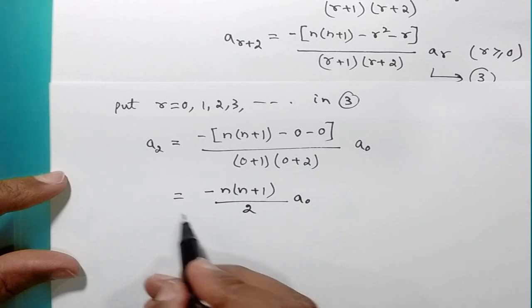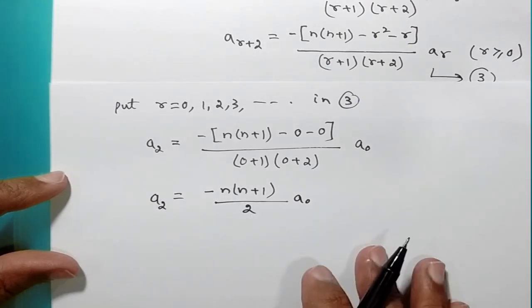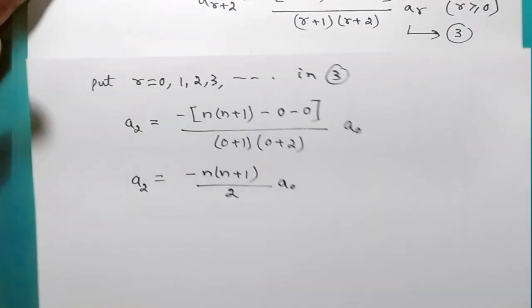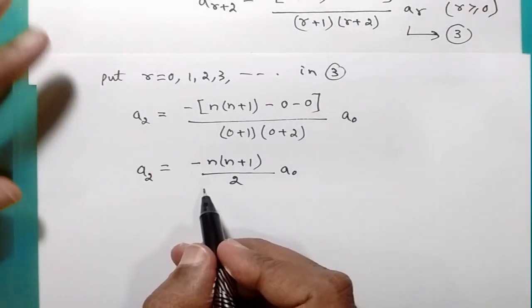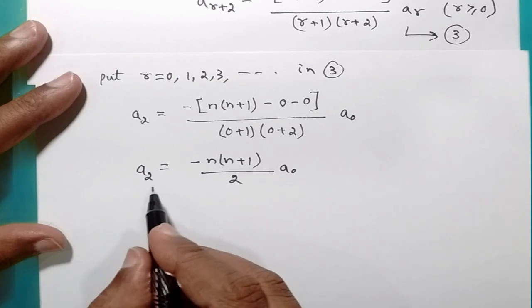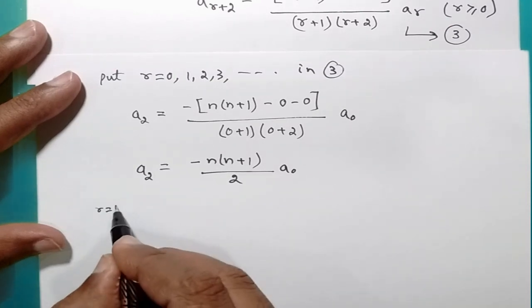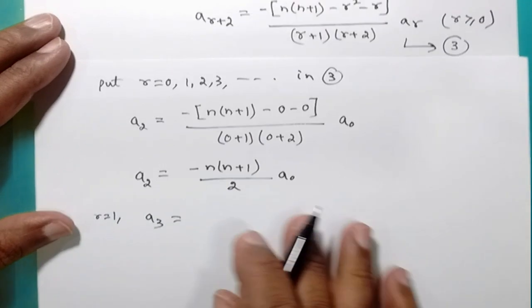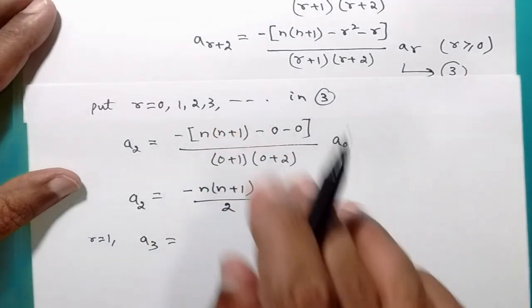So we'll be getting a2 equals minus n into (n plus 1) by 2 into a0, by taking the value of r as 0. Now put r as 1. So when r is 1 in equation number 3, you'll be getting a3 equals, right? You just observe equation number 3.